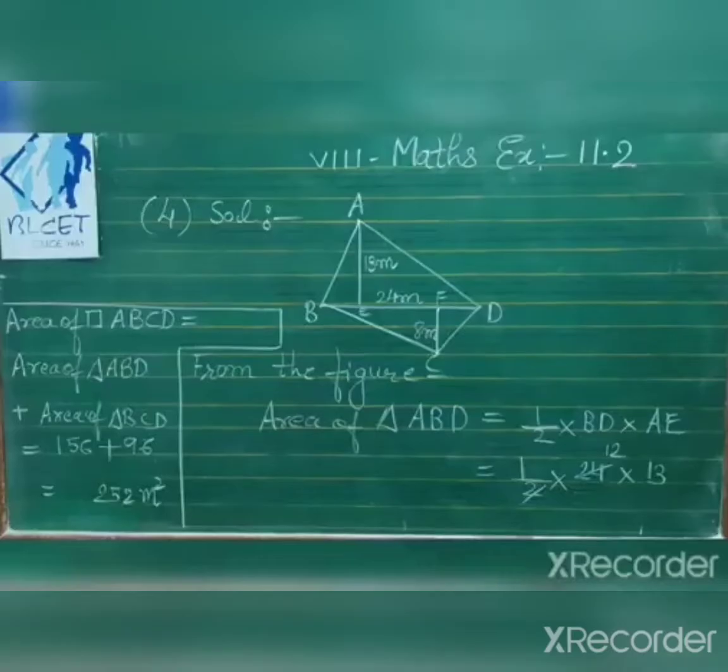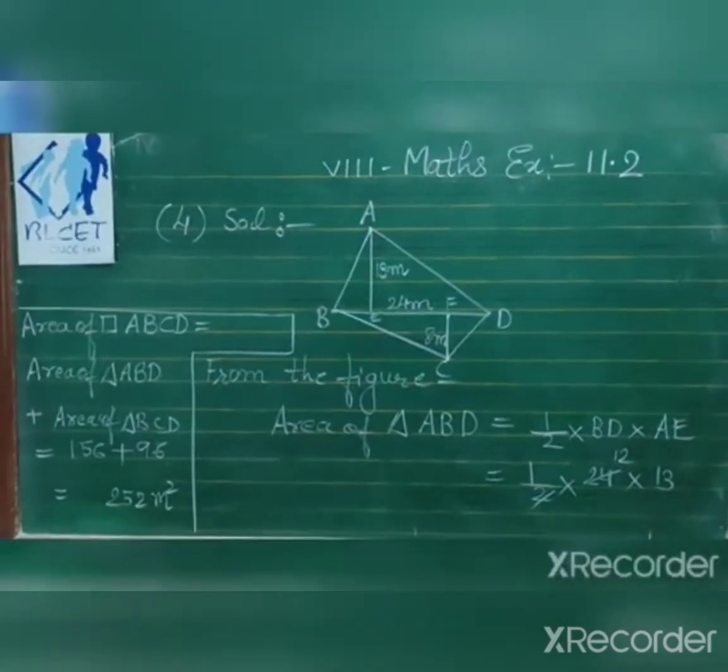So that means this quadrilateral has been divided into 2 triangles, and we have to calculate the area of this. For the 2 triangles, the base is given, so base into height, and we will add, so we will get the answer. Let us start. See here I have drawn the figure.